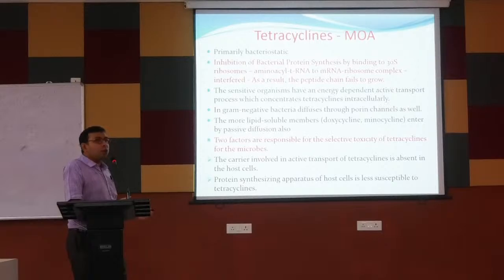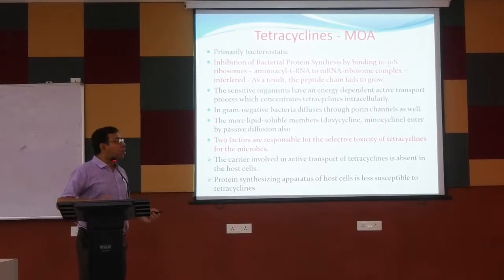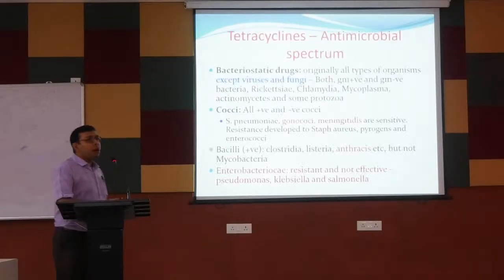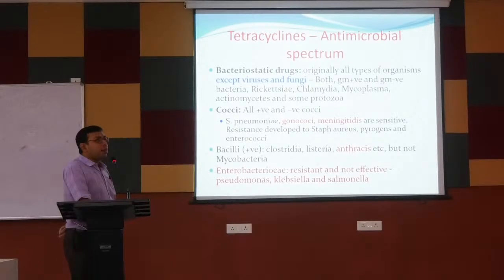Two factors are responsible for the selective toxicity of the tetracyclines. One is the carrier. A carrier is there for tetracycline uptake, and the protein synthesizing apparatus of our host cells is less susceptible. That's why it is less toxic to us. Resistance has developed to some extent, and in some of the organisms, resistance has developed. The antimicrobial spectrum: it is basically a bacteriostatic drug. Originally, all types of organisms except some viruses and fungi are susceptible.